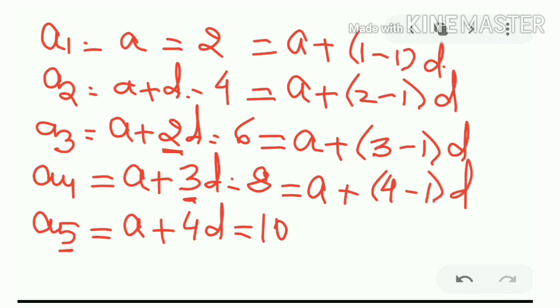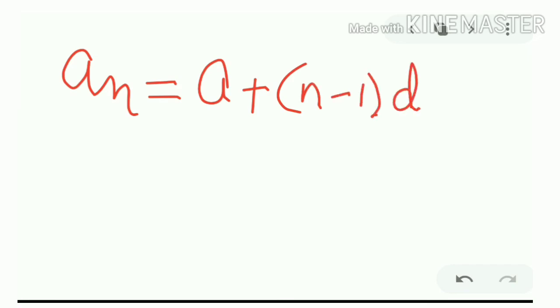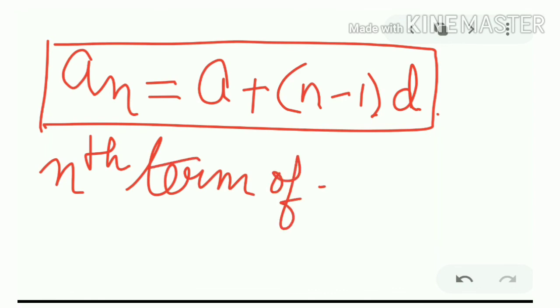Similarly, A5. What is the value of A5? A5 is equal to A plus 4D, which can also be written as A plus, instead of writing 4, 5 minus 1 into D. Hence, the conclusion is, if we have n terms in the series, an can be written as A plus n minus 1 into D. So this is the nth term of an AP.